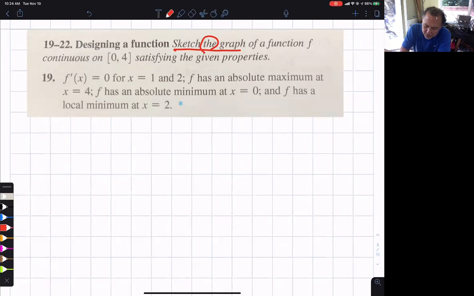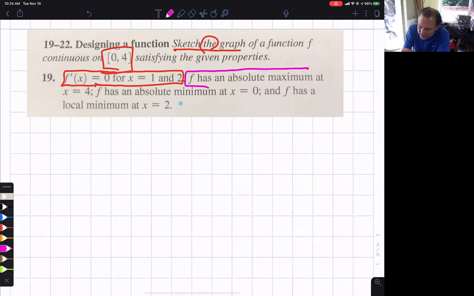It's continuous from 1 to 4, so no holes, jumps, or gaps, and including the endpoints 1 and 4. And it has certain properties. The derivative is 0 at 1 and 2. There's an absolute maximum at 4. Ooh, I need to fix my lines.